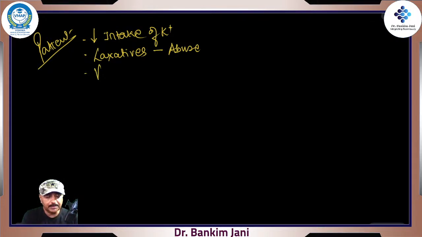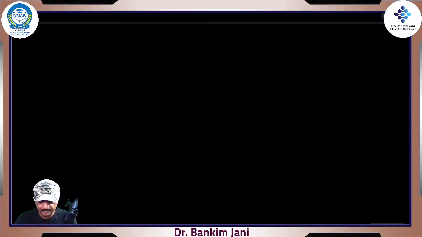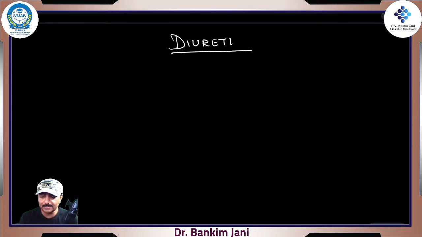Then let's say this patient is having vomiting, severe vomiting. Or this patient is taking diuretics. Let me write here again on the next page. Diuretics. Diuretics are those which will induce the passage of urine. So more urine would be passed.